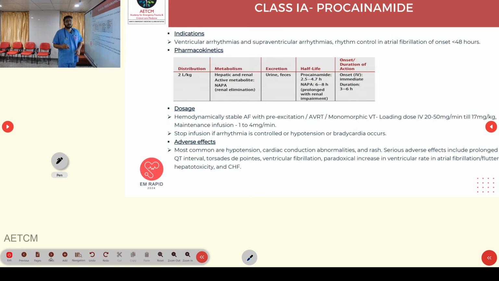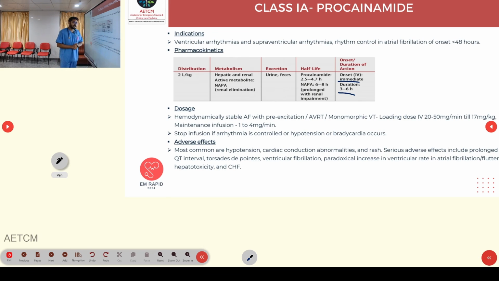And coming to class 1A, procainamide is very less commonly used. To be honest, it is less commonly used in the ER, and we use it mainly for ventricular arrhythmias and supraventricular arrhythmias, and also rhythm control in AF of onset less than 48 hours. These are the pharmacokinetics, especially the hepatic and renal metabolism and excretion via urine and feces. The onset of action is immediate, and the duration of action is around 3 to 6 hours.